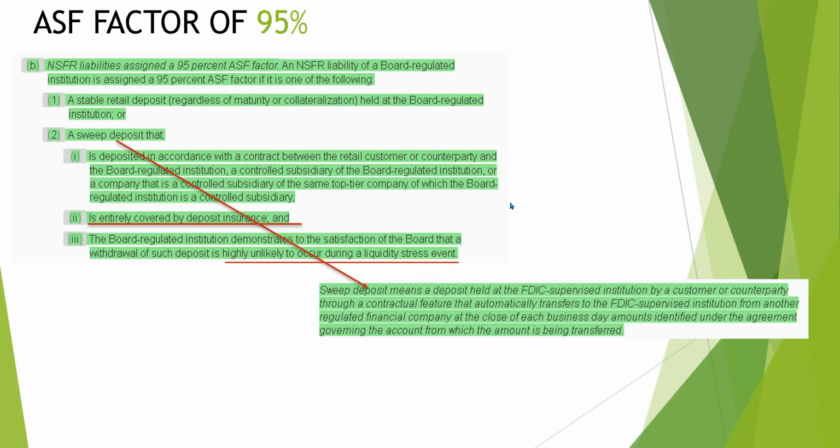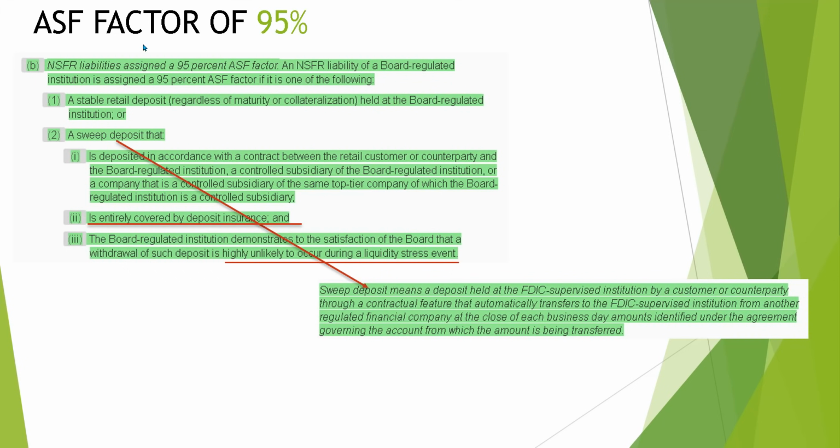So ASF factor of 95%. We have some newly defined terms in here. Basically, the key takeaway is that for an ASF factor to be 95%, it has to be a stable retail deposit regardless of maturity or collateralization held at the institution, or a sweep deposit. Now, a sweep deposit is just a deposit held at the FDIC supervised institution by a customer counterparty through a contractual feature. Basically, insured accounts. Now also, it has to be entirely covered by deposit insurance.